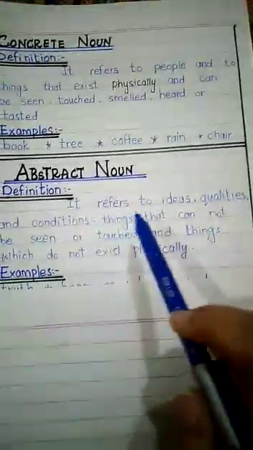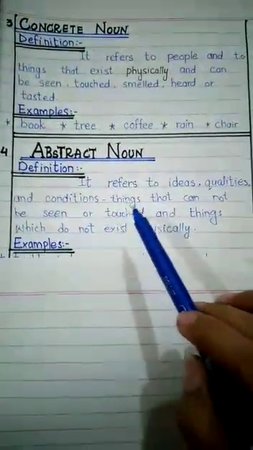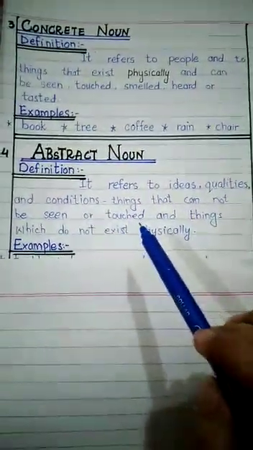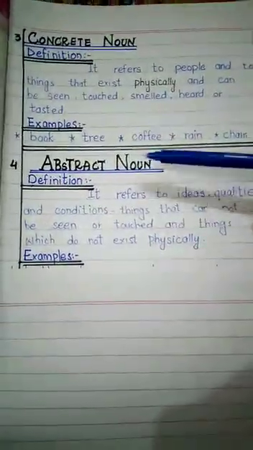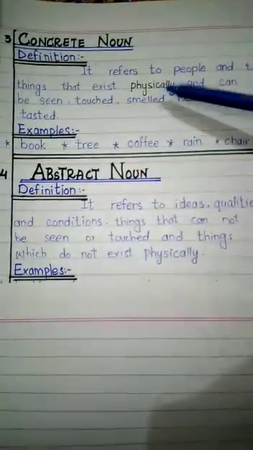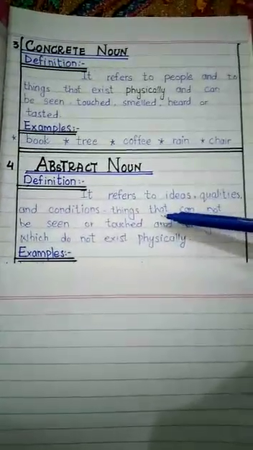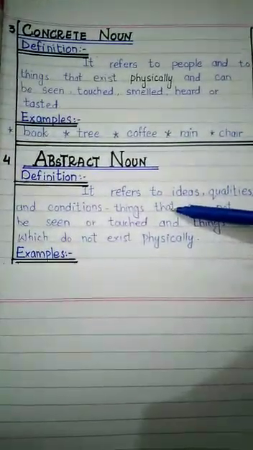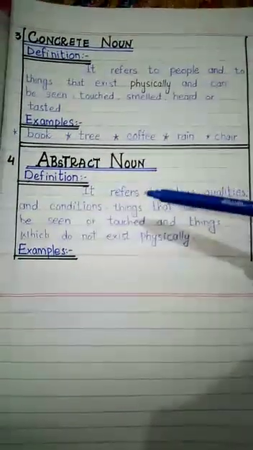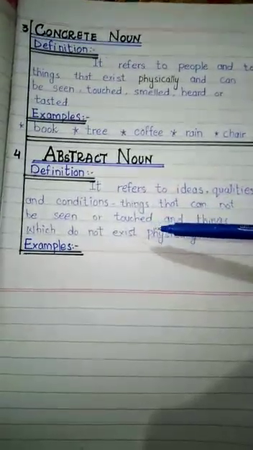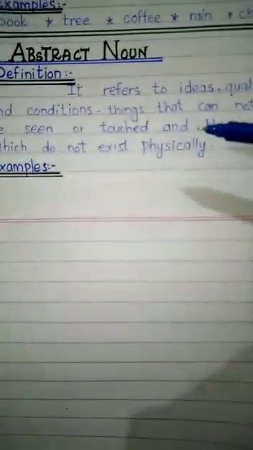It refers to ideas, qualities, and conditions, things that cannot be seen or touched, and things which do not exist physically. Now, abstract noun is totally opposite from this concrete noun. Here, it exists physically, and here, anything that does not exist physically, that is called the abstract nouns. That can be the ideas, the qualities, or the conditions, or the things which you cannot see or touch and which do not exist physically. It's called the abstract noun.